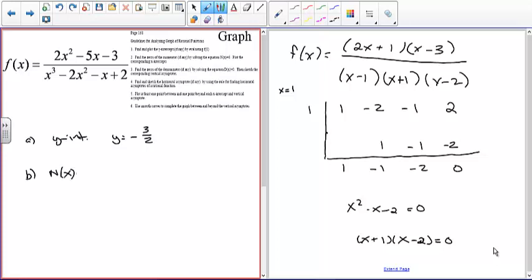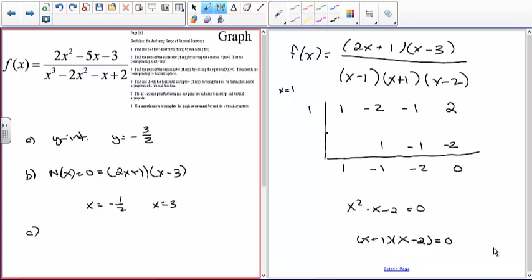Here we set the numerator equal to 0, and we factored the numerator as x plus 1 and x minus 3. So our 2 x-intercepts are going to be x equals -1/2. If you set that equal to 0 and solve for x, you get x equals -1/2, and you get x equals +3.